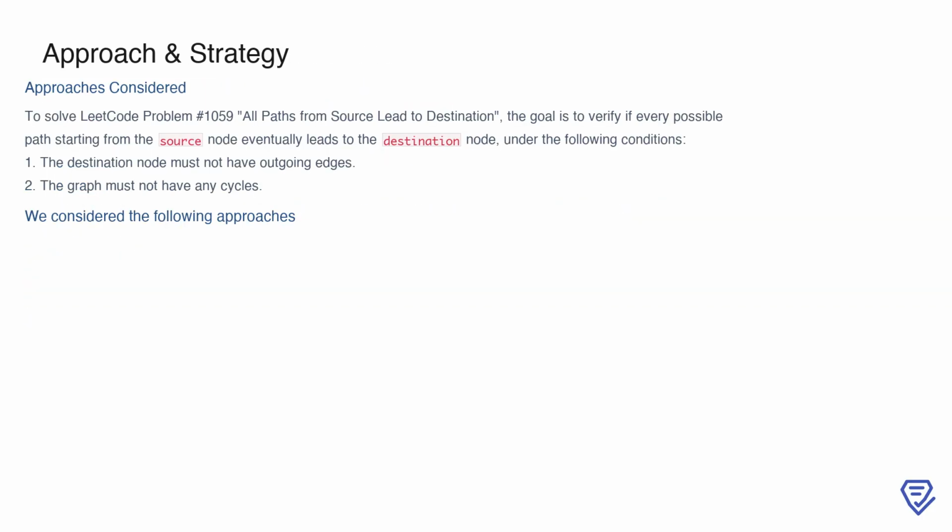To tackle the problem of determining if all paths from the source lead to the destination, we need to focus on two critical conditions. First, the destination node must not have any outgoing edges. This ensures it's the endpoint of all valid paths.